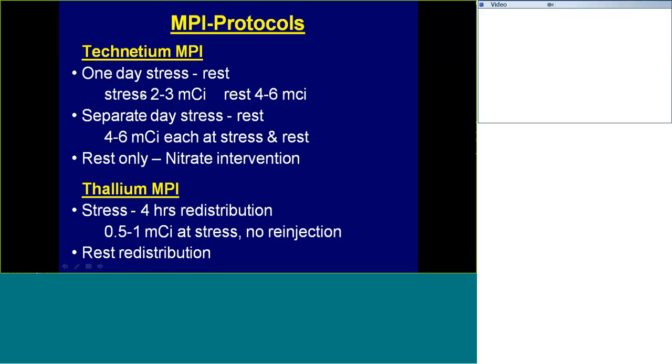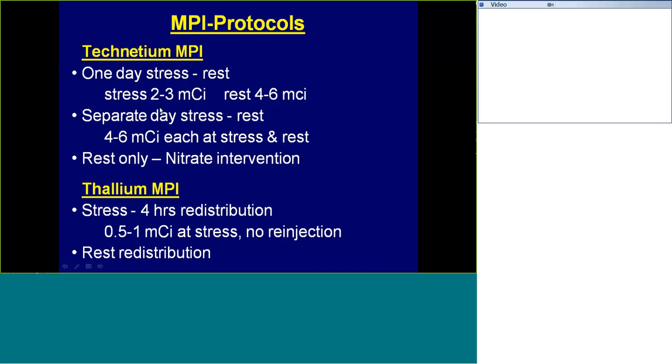These children are injected with technetium at 0.2 millicurie per kilogram body weight, and if you use thallium, you will be injecting 0.05 millicurie per kilogram body weight. It roughly turns out to be 2 to 3 millicurie for stress. When you do a stress imaging, the rest imaging done after 3 to 4 hours is always done with a higher radioactivity, conventionally in multiples of 2 to 3.